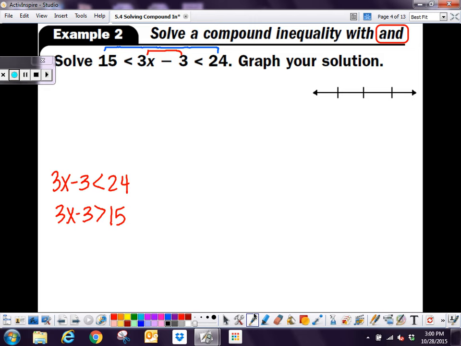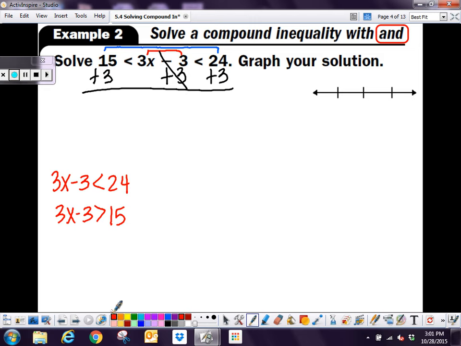Okay, so I need to get x by itself. How do I do that? I need to get rid of the minus 3 first. Okay, so we're going to add 3. But the thing is, if you add 3, you also have to do it to the other side. Well, there's two other sides here. So I have to add 3 to the 15. I also have to add 3 to the 24. Just like you're solving a normal equation, it's just there's two equations put into one here.